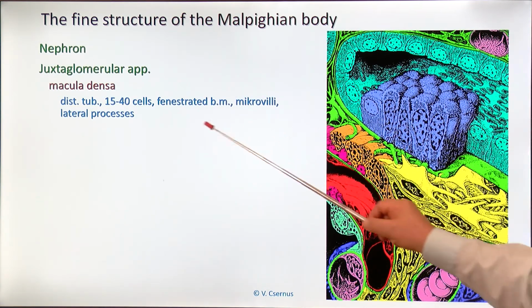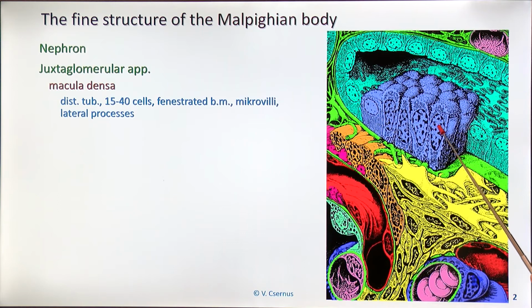This is a group of 15 to 40 cells, not too many, and they are sitting on a fenestrated basement membrane, which is rare, but it suggests that some control substances of relatively large molecular weight should pass through it. On the top of the cells, we have microvilli, and we have lateral processes by which these cells are in contact with each other over a larger surface.